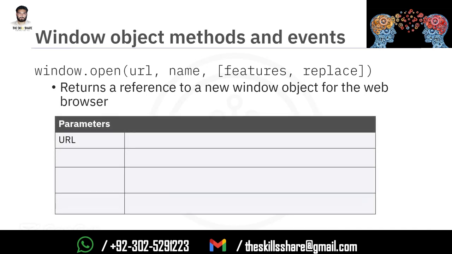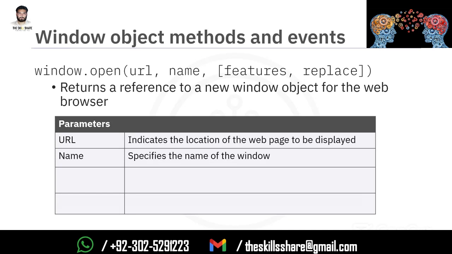The parameters of the window.open function are URL, a string that indicates the location of the web page to be displayed in the new window. You can pass an empty string if you are going to write some script-generated content to the new window in the current URL content.